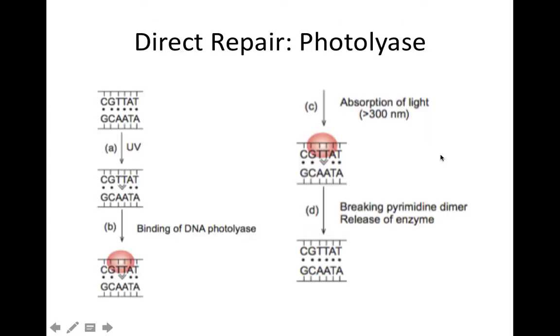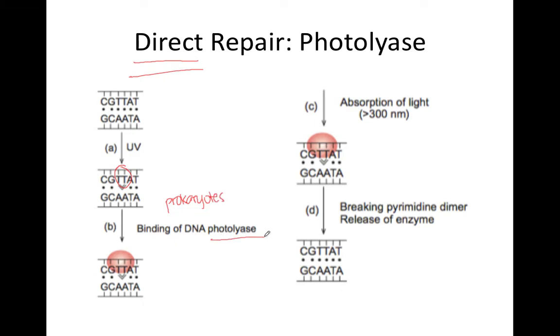Now, since several kinds of damage can happen, there are several repair mechanisms that address them. This is an example of a direct repair, meaning if you have a damage, the repair happens exactly on the site of the damage. For example, you have these two thymines here. In the presence of UV, they have formed a pyrimidine dimer. The enzyme that usually repairs this in E. coli, or in prokaryotes, is called DNA photolyase.